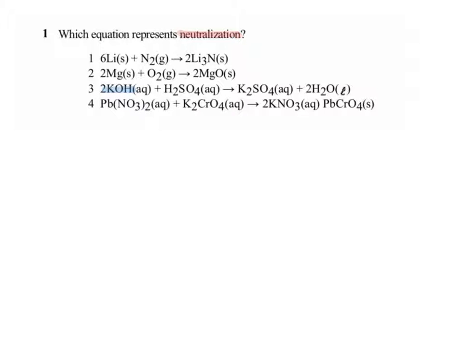Look at this right here, KOH. Is that an acid, a base, or a salt? Well, it's got a metal in it. That K is a metal, and that OH is a hydroxide ion. So that's going to be our base.